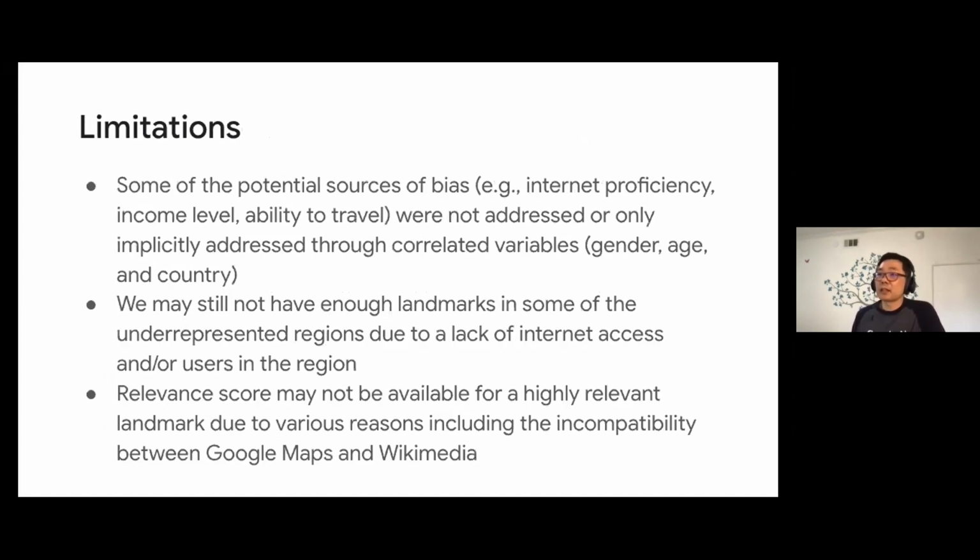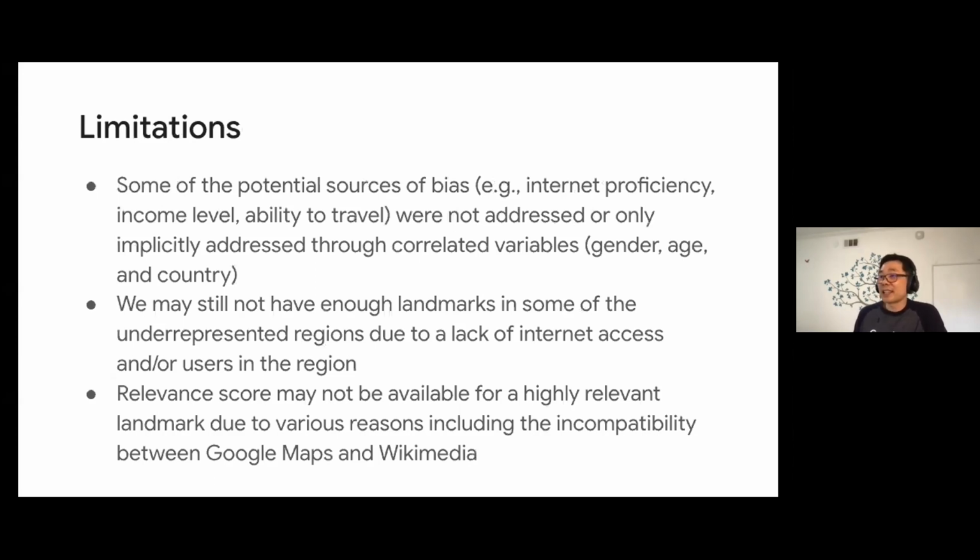We want to acknowledge that there is some room to improve, and we would like to be clear about the limitations of our data sets so that they are not misused or falsely trusted. Some of the potential sources of bias, for example, internet proficiency, income level, ability to travel, were not addressed directly, but only implicitly addressed through correlated variables: gender, age, and country.